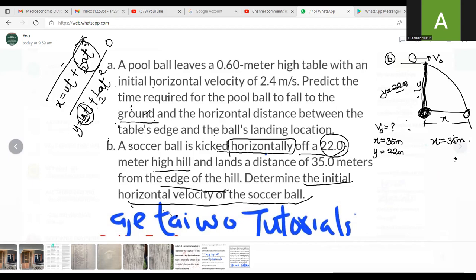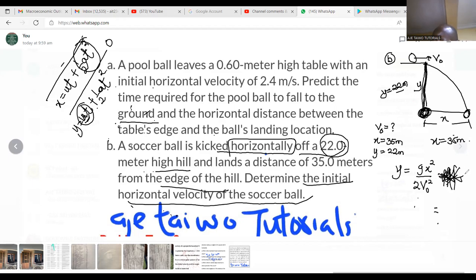Y equals g x squared over 2 V naught squared. God bless you. You apply the equation of trajectory, because this equation contains x, y, and V naught. So why not just go straight and apply it? Though some may say they want to use y equals half g t squared. They now use it and get time. They now say s equals V naught t. They now know x and t. They will not get V naught. It's still the same thing.